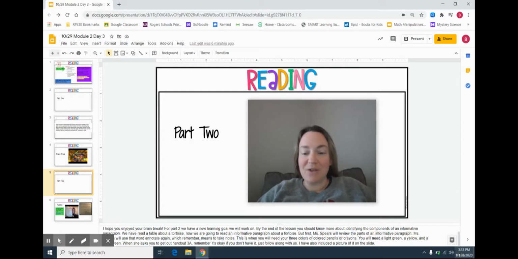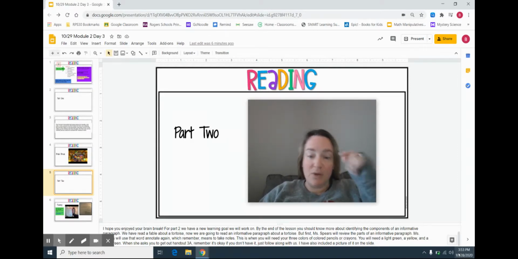I have also included a picture of it on this slide. I will include a picture of the paragraph of the tortoise, and then I will also include an image of our hamburger, which she will be reviewing the parts of, for the informative paragraph parts. And I will include a picture of that so you can follow along with her if you need it.